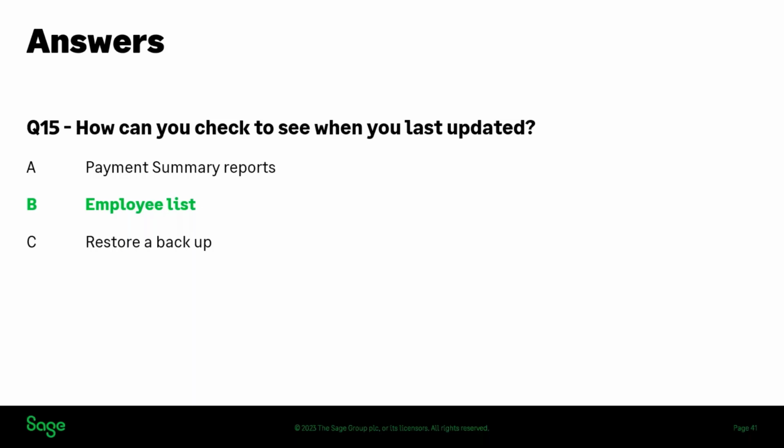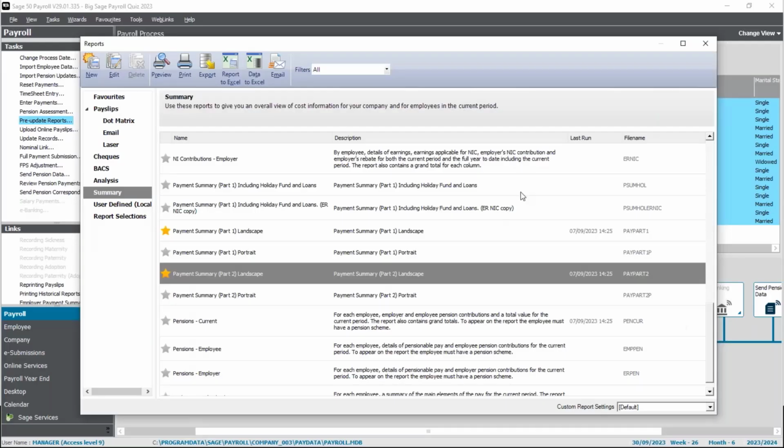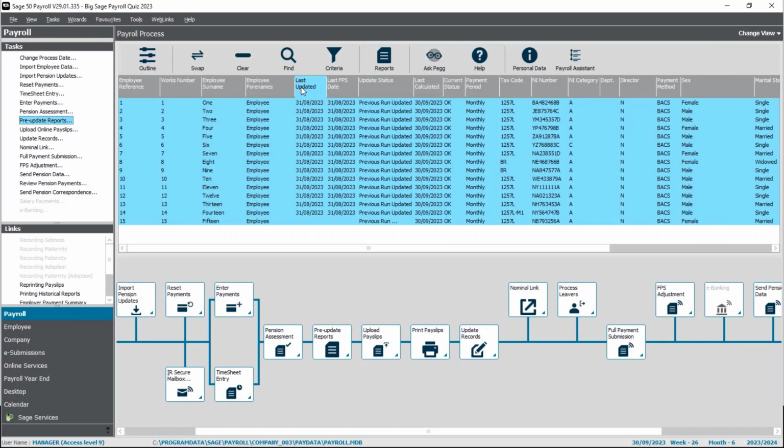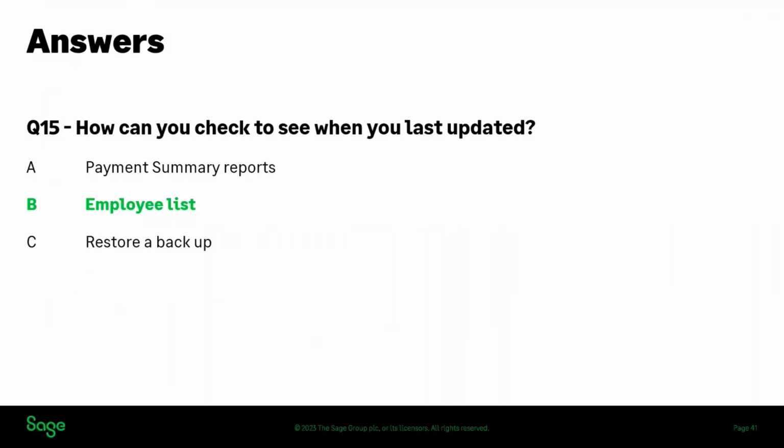But if you look at your employee list, which I will do now, we have a couple of handy columns. Last updated being the one that tells you the process date you last updated. So for this particular payroll, I know that I have not updated records for my September pay run, but the last time I did update records was for my 31st of August pay run. So that's my last updated date. I have calculated my wages for September, but I haven't finalized them by running update records. So well done to those that said to check the employee list.